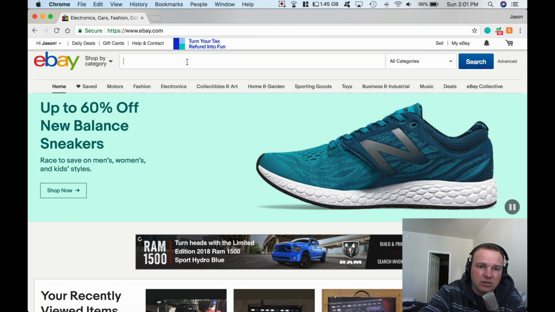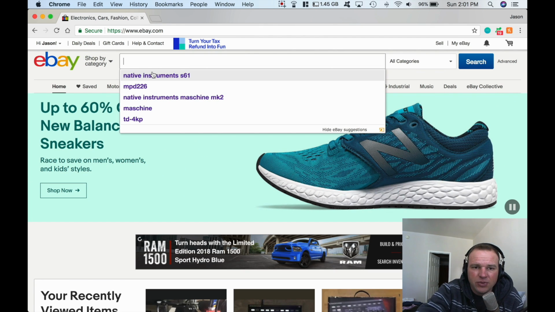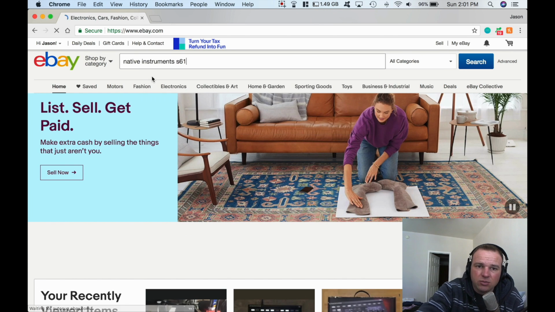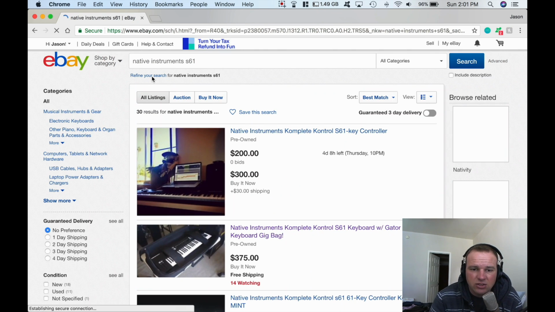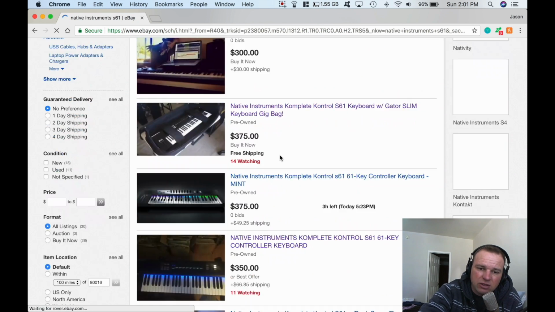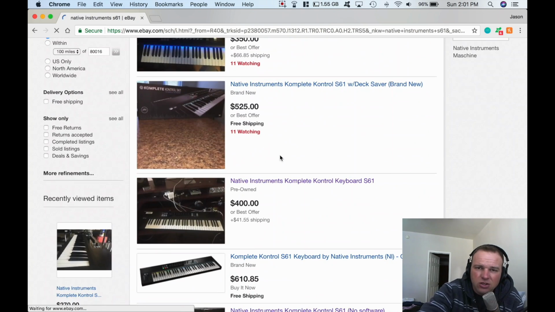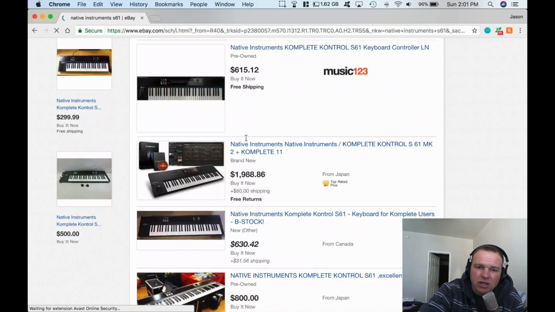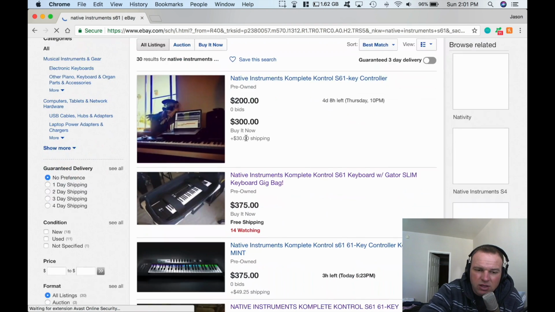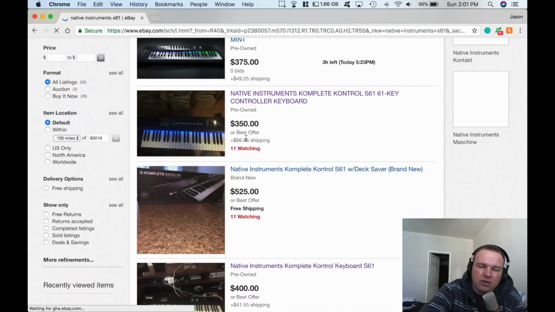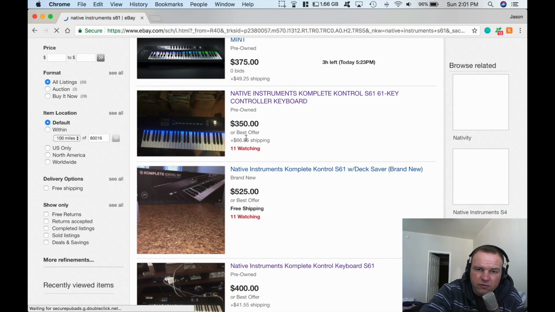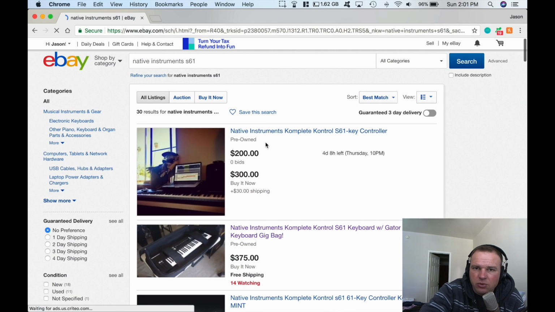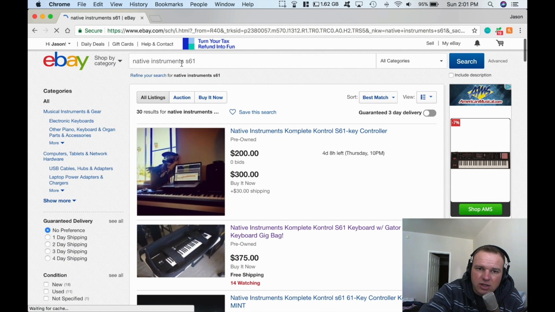So I'll start to type this, and since I've already done searches on this, you can see it's in my recent searches, and actually the MPD was as well. So let me click that: Native Instruments S61. It's a MIDI controller by Native Instruments, pretty awesome. And I didn't know how much I should be paying for this. I saw a lot of them, and as I was going, I thought, is there a way for me to figure out what the fair market value would be for this thing? In other words, what is fair pricing on a Native Instruments S61?